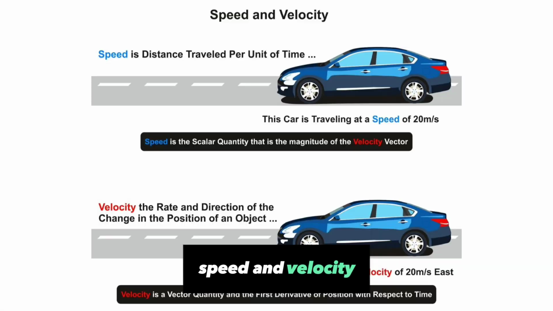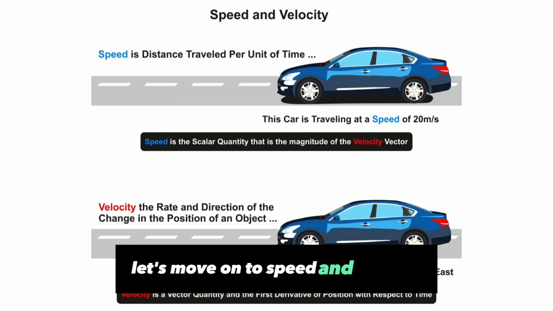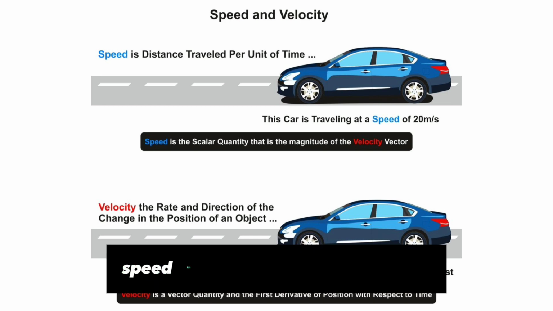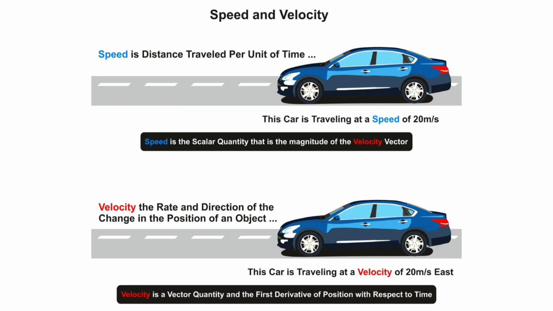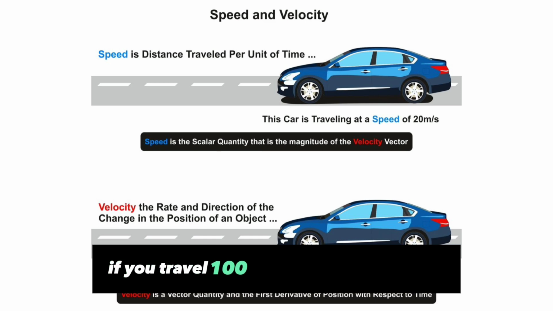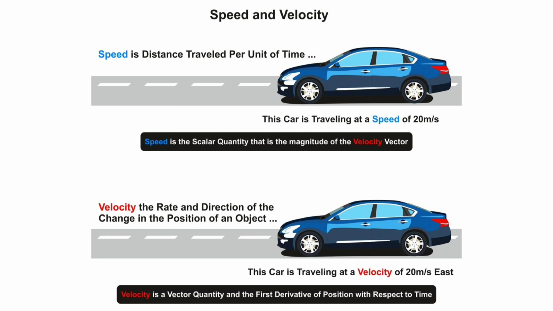Speed and velocity. Let's move on to speed and velocity. Speed, it's the rate of change of distance. For instance, if you travel 100 kilometers in 2 hours, your speed is 50 kilometers per hour.